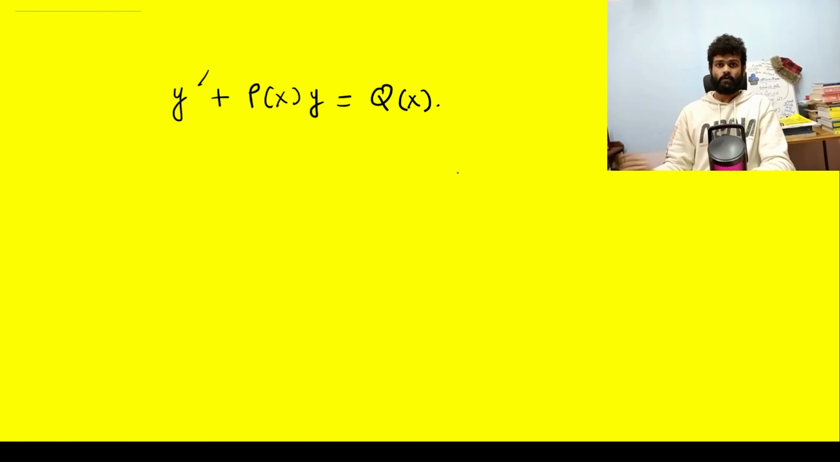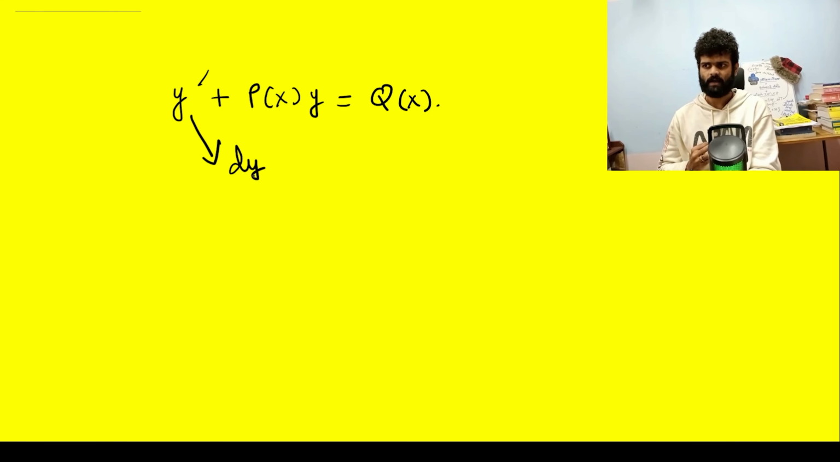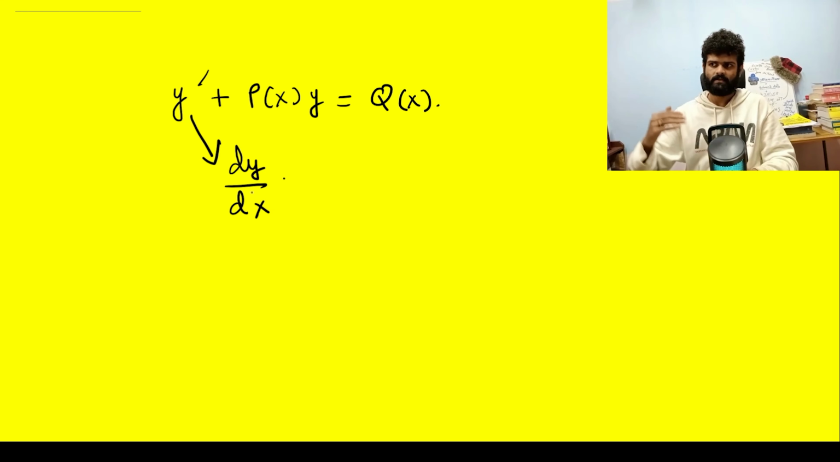Hello. So, as you can see, we have a differential equation, and this differential equation is a first order differential equation. Why do I call this a first order differential equation? Because there is one derivative term here, dy by dx. Because we have only one derivative, dy by dx, this is a first order differential equation.